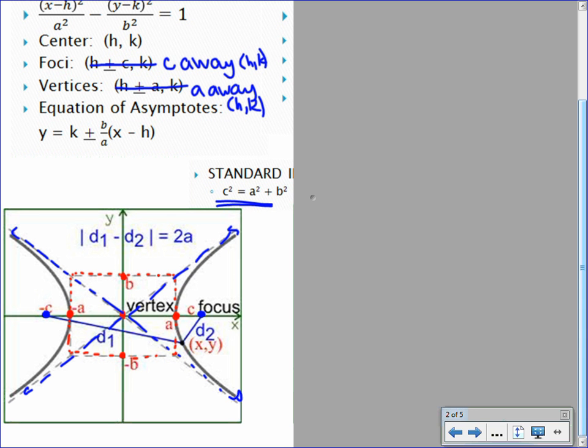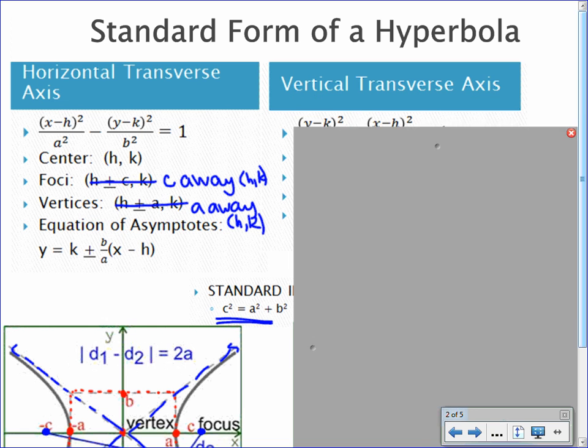Let's talk about it again, but now with a vertical hyperbola. A vertical hyperbola, notice the difference. Now our y squared term is positive. When y is positive, y we associate with vertical movement, so we have a vertical hyperbola. Remember, the a squared always goes with the positive term. Okay, nobody has a question?